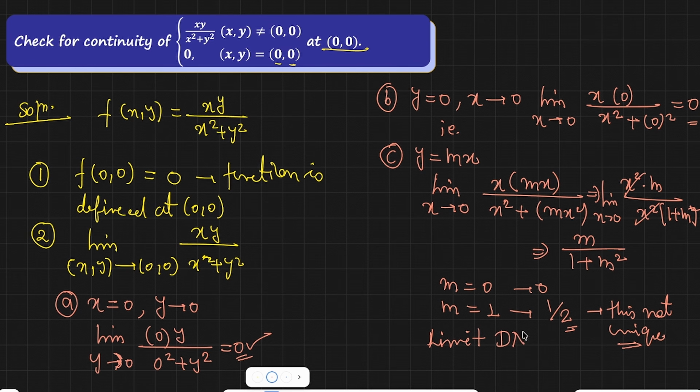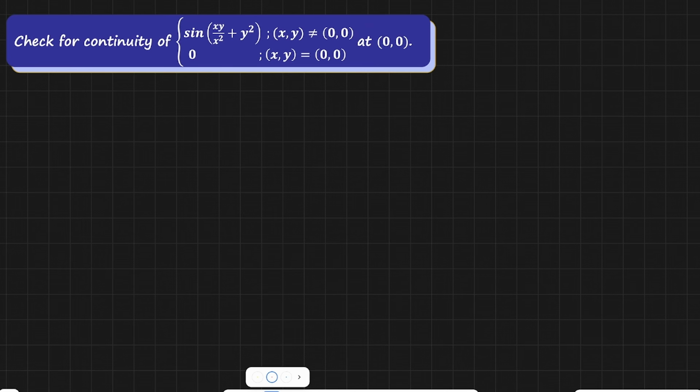When it is not unique, the limit does not exist. If the limit does not exist, then this function is not continuous. So simply I will say this function, f of x comma y, is not continuous because the limit does not exist. Okay, so this second point fails. It means this function is not continuous. This is very easy to understand. Now come to the next question. How to solve this question? Let's say if you have this question, then examine the inner part.